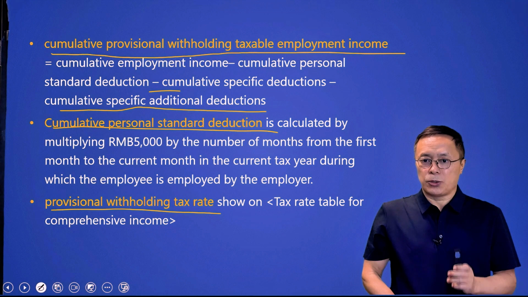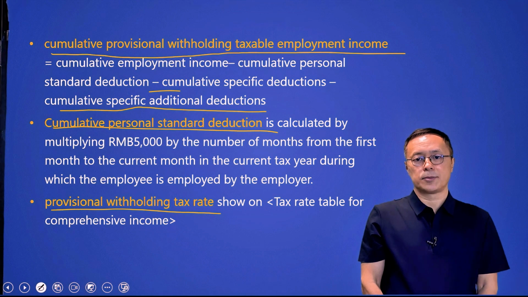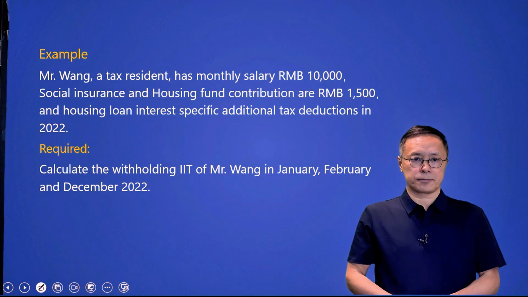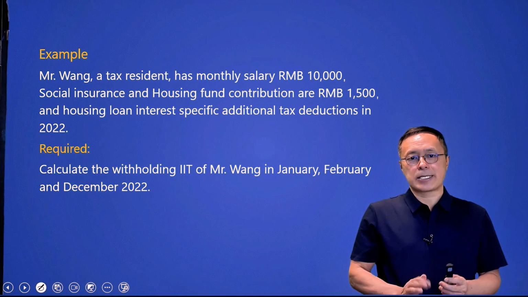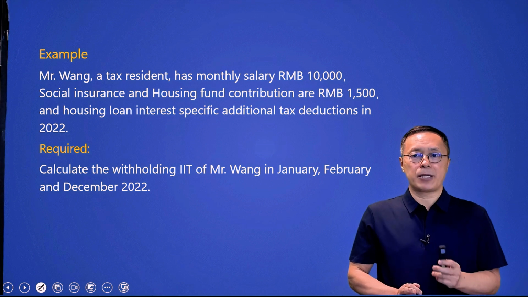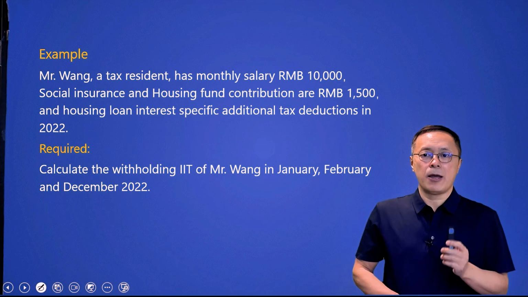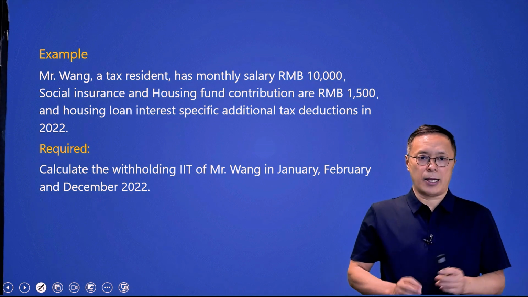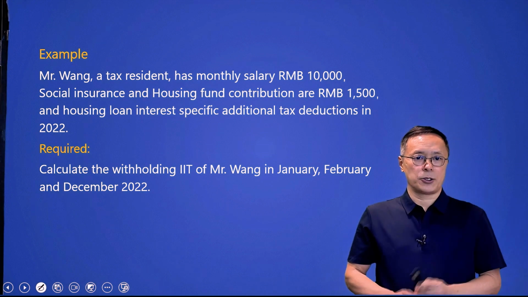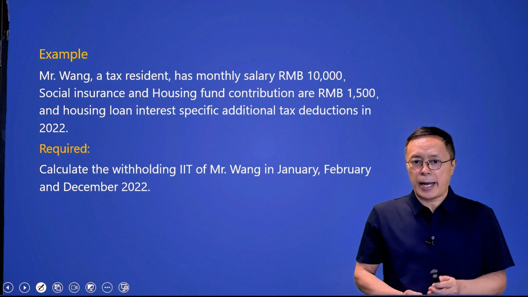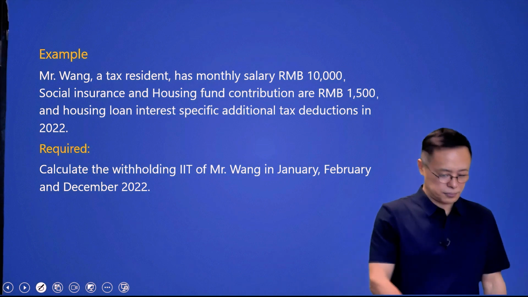Let's experience how to use the formula to withhold provisional tax through an example. In this example, Mr. Wang, a tax resident, has a monthly salary of RMB 10,000. Social insurance and housing fund contribution are RMB 1,500. And housing loan interest specific additional tax deduction in 2022. Required: calculate the withholding IIT of Mr. Wang in January, February, and December 2022.